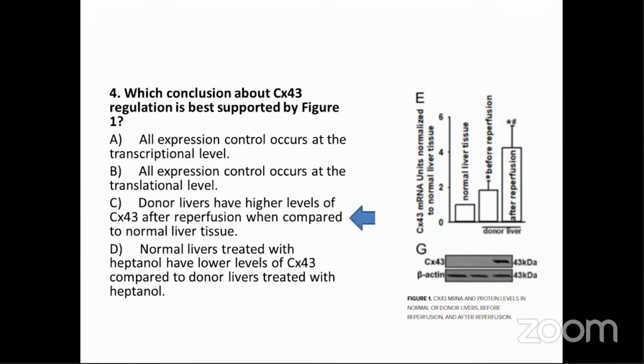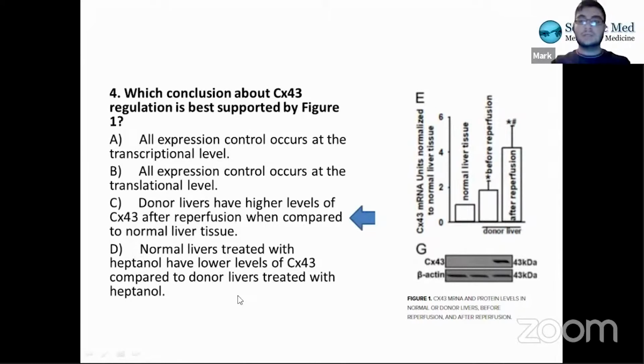Okay, the correct answer for this one is actually C. And let's go over why. So A and B: all expression control occurs at the transcriptional or translational level. First thing you have to recognize, transcriptional means the amount of mRNA will be different. So the actual transcription of DNA to RNA. And translational means RNA to proteins.